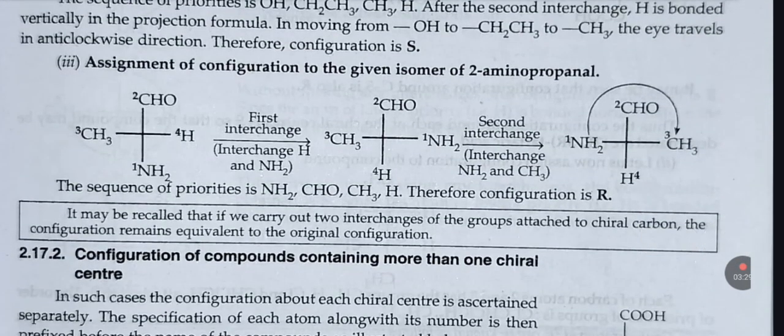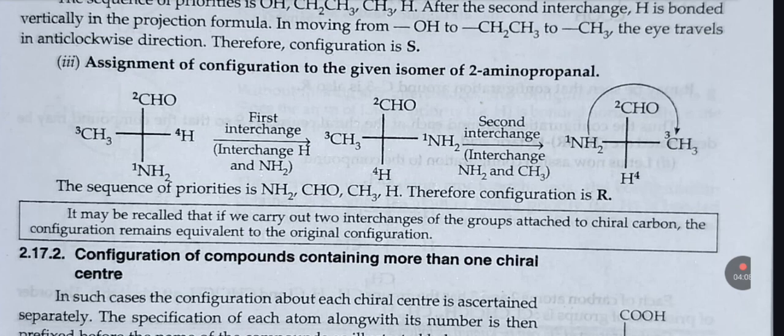Third, assigning of configuration to the given isomer of 2-aminopropanol. 2-aminopropanol is given. First interchange, when we interchange H and NH2, we will get this. Second interchange, we interchange NH2 and CH3, we will get this structure. Sequence of priority is NH2, CH2OH, CH3, H. Configuration is R. It may be recalled that if we carry out two interchanges of the groups attached to a chiral carbon, the configuration remains equivalent to the original configuration.